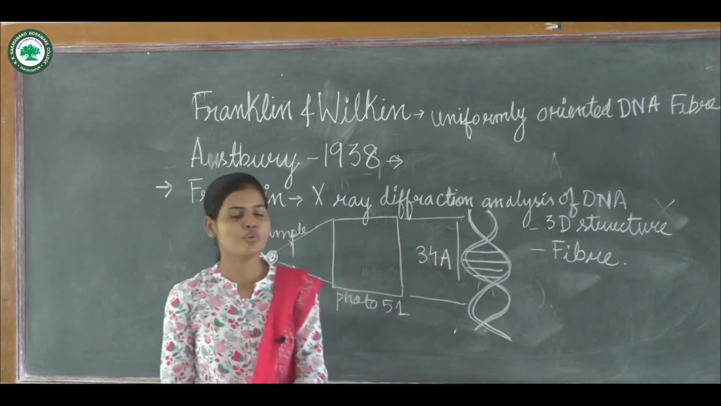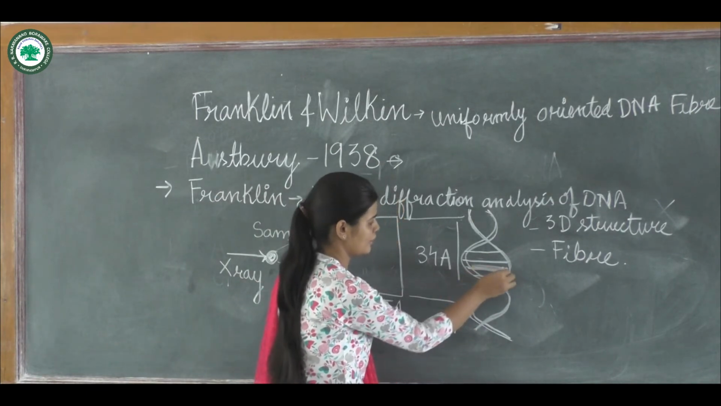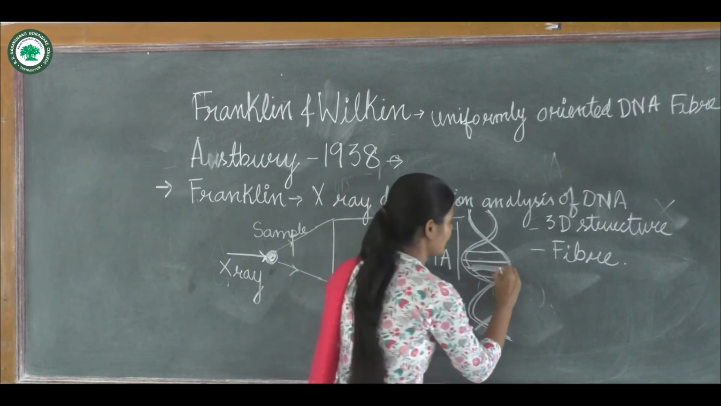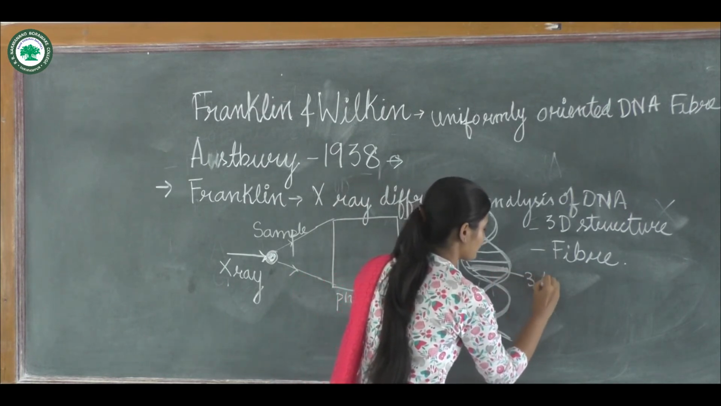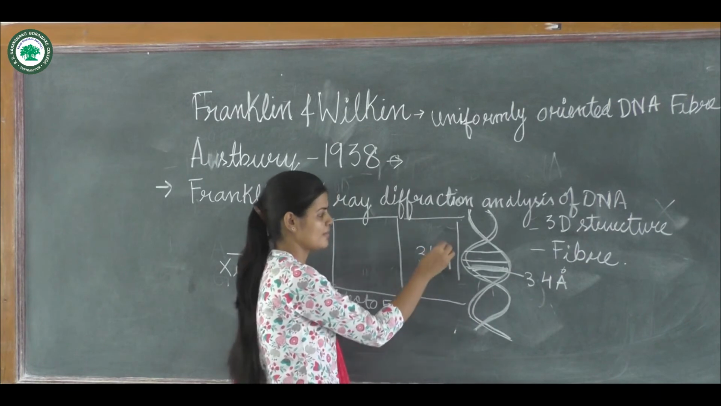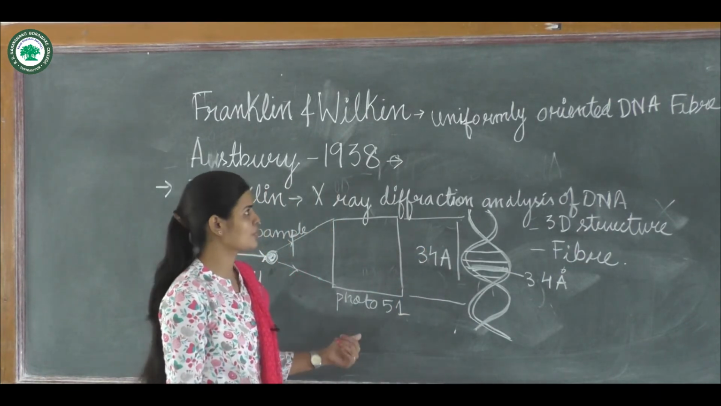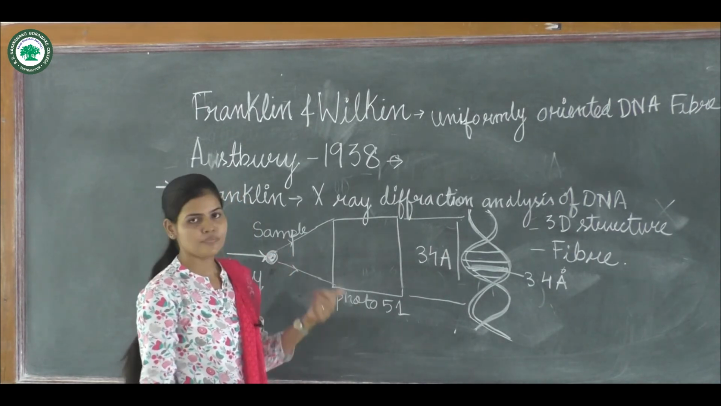And one more term: the distance between the nitrogenous bases is 3.4 angstrom, and the distance of one helix turn is 34 angstrom. So this was the work done by Wilkins and Franklin.